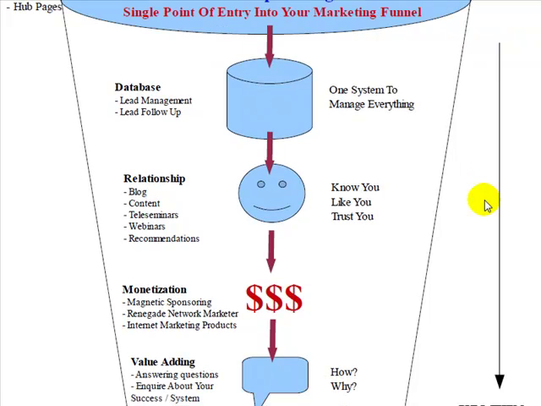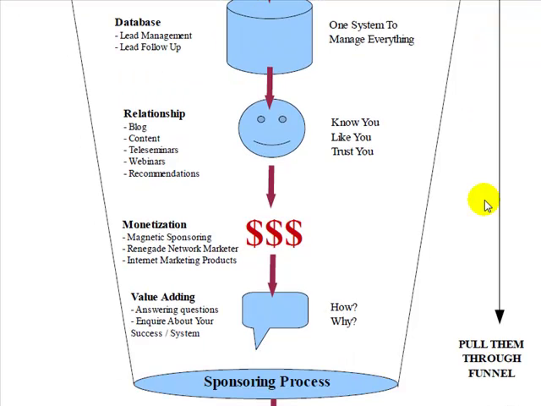Now, just having them in the database is going to do nothing for you. Network marketing, MLM, is still a business of relationships, and what we need to do is help people get to know us, like us, and trust us over time. You can't just put them into a database and send them autoresponder emails expecting people to join your primary opportunity.